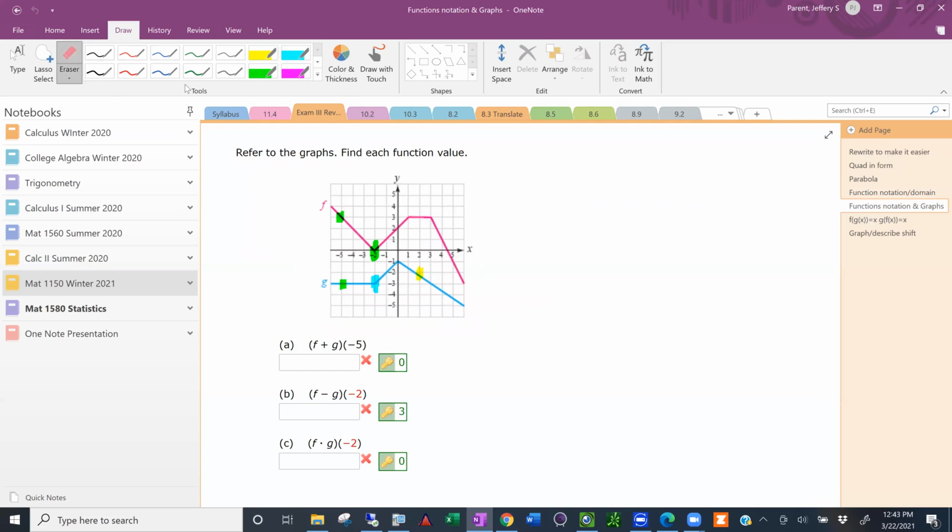Let's move on to functions and graphs. Let me get rid of some miscellaneous information here. Now, this is another good problem that technology is not going to bail you out. You're going to have to know what you're doing here. It's not hard, though. Let's start by understanding some of the notation here. They give you some graphs. They give you a graph for f of x, g of x, and they ask, for instance, to find f plus g of -5.